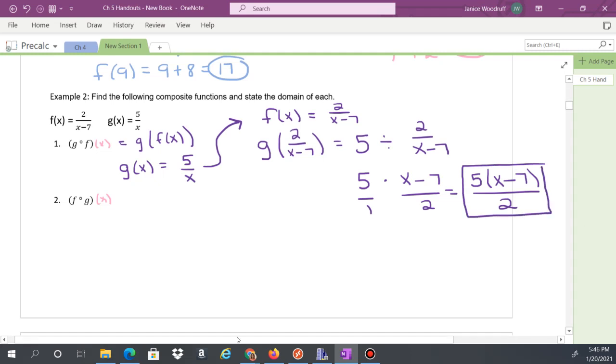What would the domain of that function be? Is there an x in the bottom? No, so it's linear, right? So the domain is going to be negative infinity to infinity.